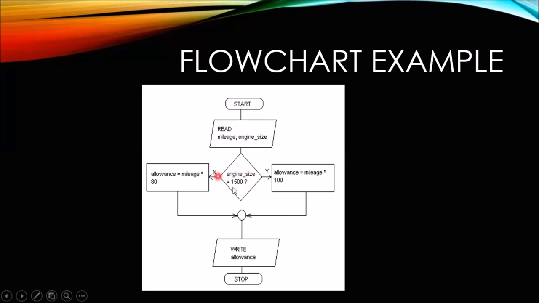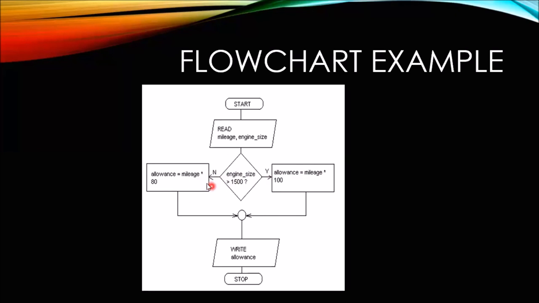Good. So if the engine size is 1600, then we're going to go to the yes section, which means that we're going to calculate allowance. Good. Allowance is equal to mileage times 100. So we have a rectangle here because we are doing calculation. If the engine size is less than 1500, then that's no.